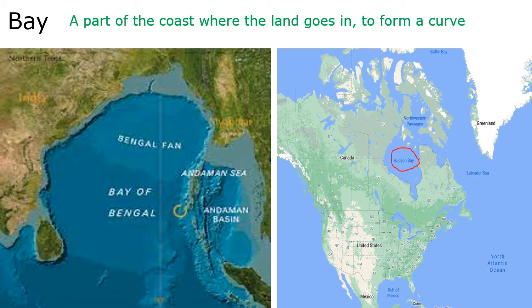A bay is a part of the coast where the land goes in to form a curve. Generally in coastal areas, the water bodies, through the action of waves or tides, show their movement on the land. So a place where, because of coastal actions, the land goes inwards and a curve is formed. A very good example is the Bay of Bengal, which I have shown in the left figure. Here in India you can see the downward peninsula region where, because of the water bodies, the land was pushed inwards and caused a curve.